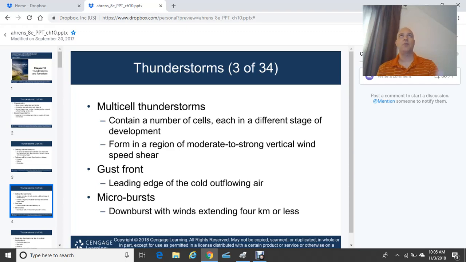Have you ever been outside and you see this dark wall of clouds coming towards you, and you know it's going to be thundering? You know there's a thunderstorm approaching. The sky is really dark.